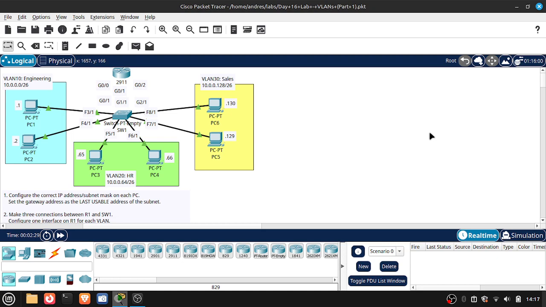This is going to be our first technique using only interface with access mode. There are other techniques but we're gonna cover that in other video labs. So let's start with our first task, that is configure the correct IP address and subnet mask on each PC. Set the gateway address to the last of the subnet.